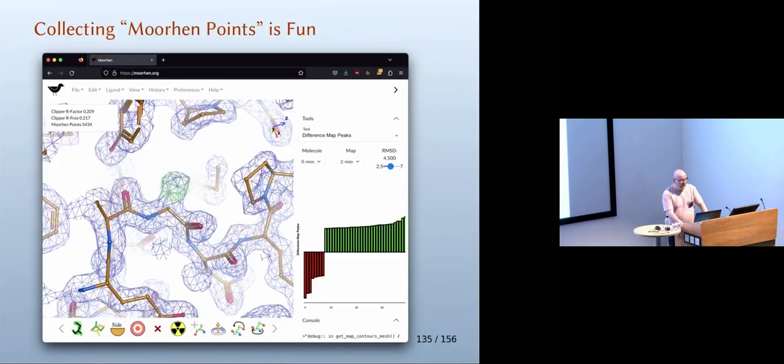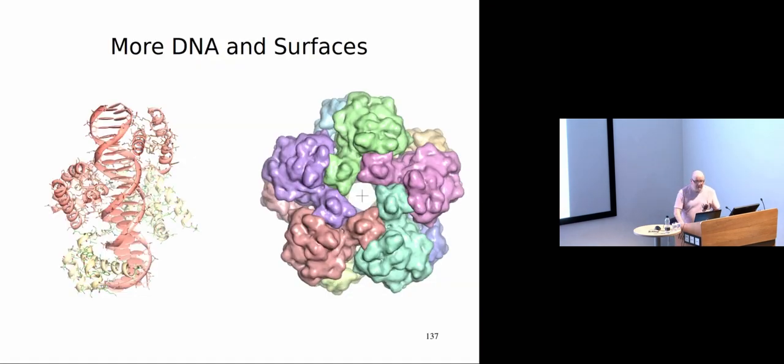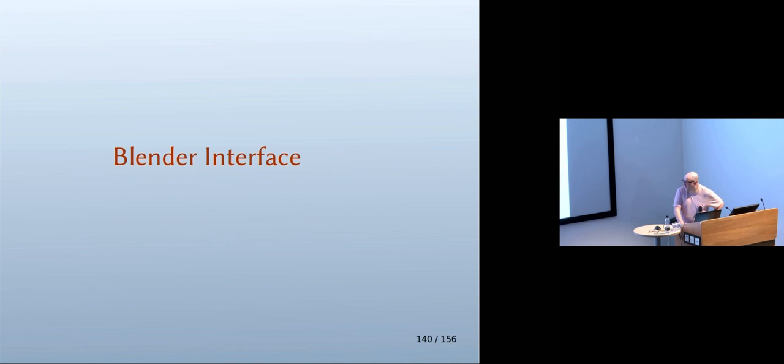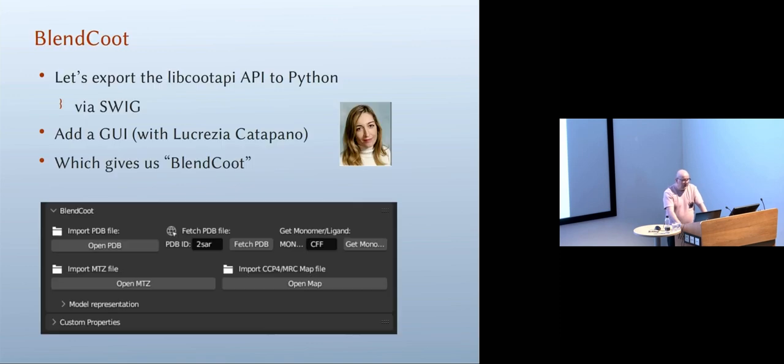Okay, I'll skip over Moorhen. Moorhen is Coot on the web, moorhen.org. There is an interface that we can now use for using Coot with Blender. There was some interest in the interface with Molecular Nodes from a week or 2 ago. This is something that Lucrezia and I have been working on.